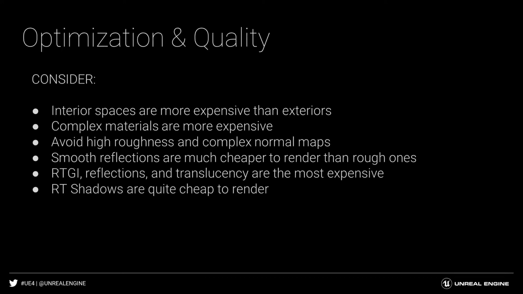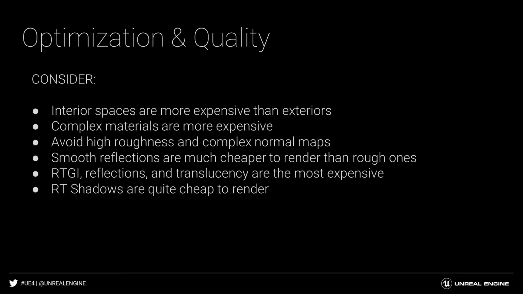Remember to avoid using overly complicated materials. They are going to be more expensive. Also remember to keep your roughness and normals under control, because normal maps and roughness increase the algorithm's render time for real-time ray tracing. That's because smooth reflections are much cheaper to render, since the calculations are very easy to predict. So in order of expense, just keep in mind that real-time GI, as well as reflections and translucency, are going to be your more expensive options to use.